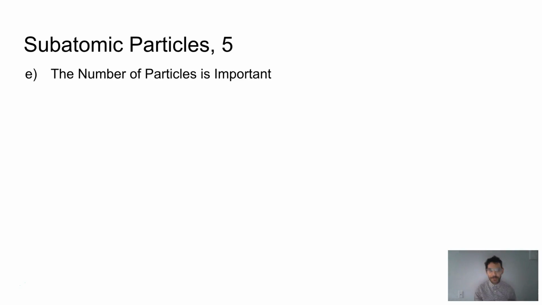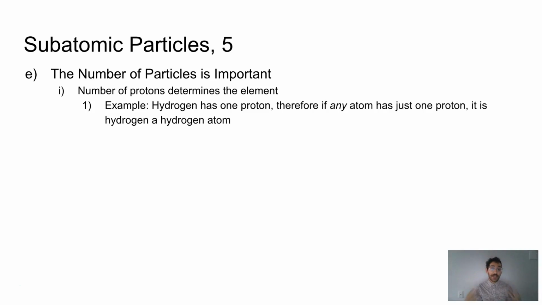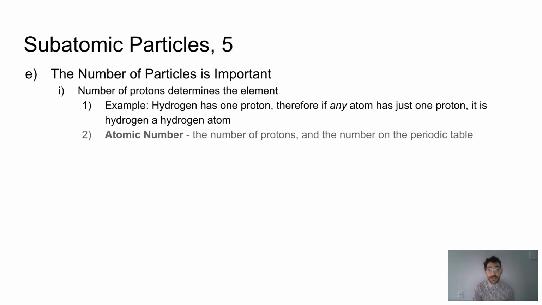So subatomic particles, moving on. The number of particles that we have is very important. So as we look at our protons, neutrons, and electrons, the amount or number of each tells us a lot. The number of protons determines what element we have. So protons can be thought of as the most important subatomic particle, or at least I think of them that way. And so, for example, hydrogen is an element that always has one proton. If you have an atom and it has one proton, then it is hydrogen. That's how it works. So protons determine what element we actually have.